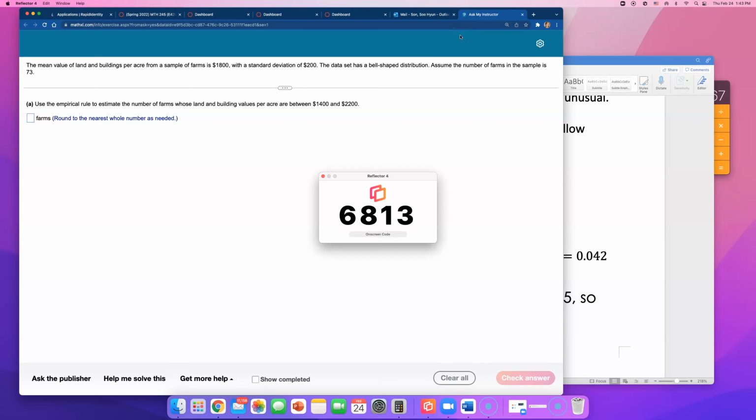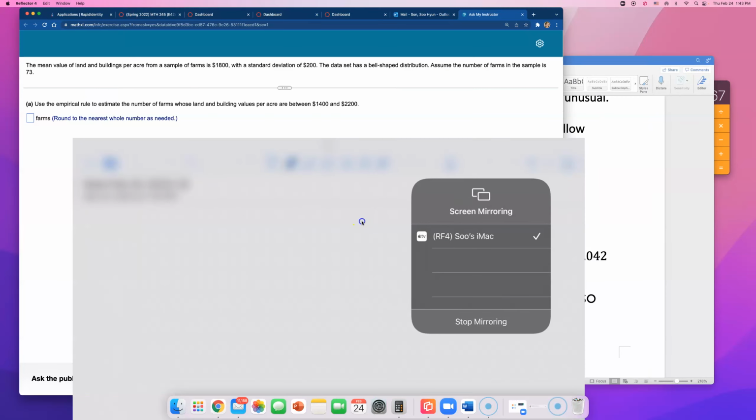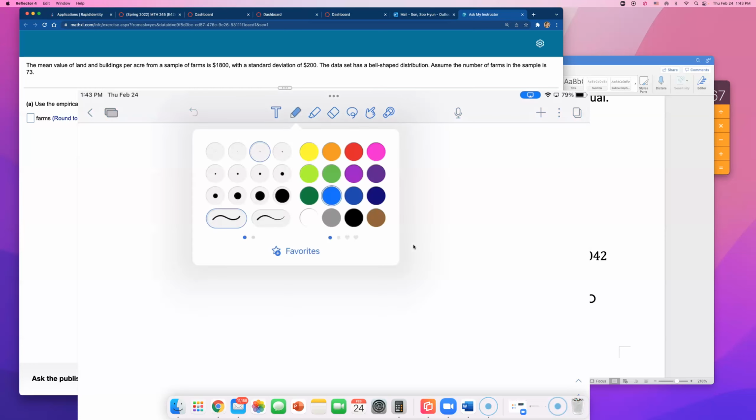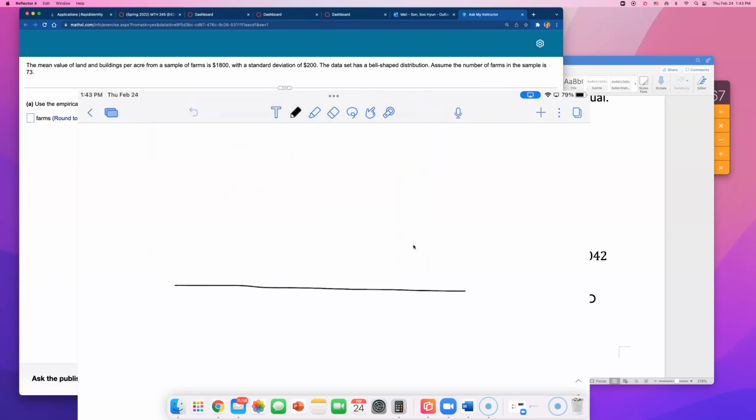So they gave us the mean. That's gonna be in the middle, okay? So hold on, let me draw my picture. You don't have to, but it helps me to see the probability and how the sections are divided. So here we go. I'm gonna draw a bell curve, and it looks like that. And I have the mean marked in the middle.